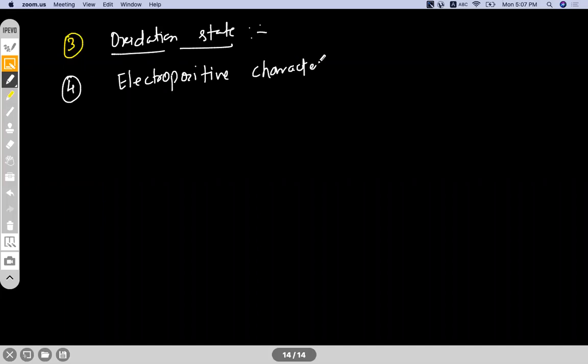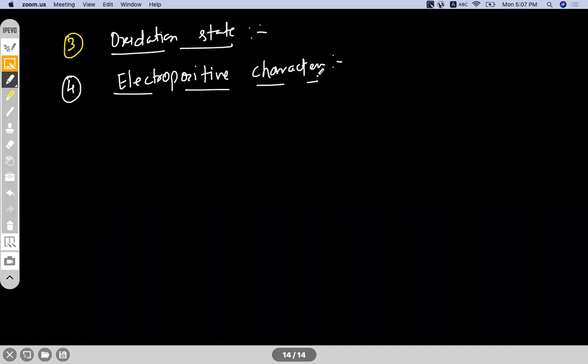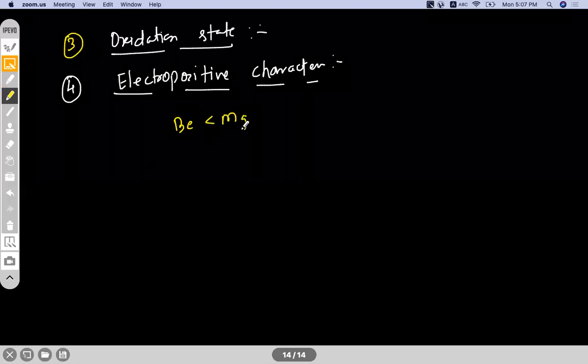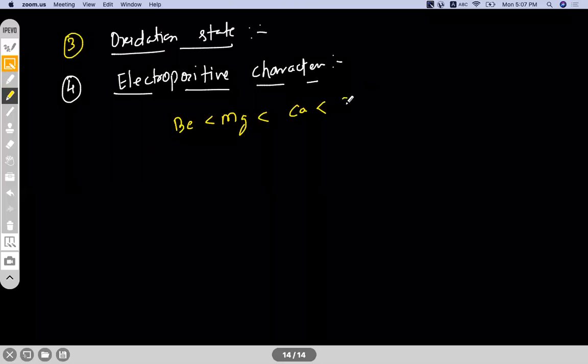So we know as we go down the group, the ionization energy decreases. The tendency to lose electrons is more, and hence the electropositive character increases, right? So write down, as we go down the group, electropositive character increases. So the order is beryllium, magnesium, calcium, strontium, and then barium.